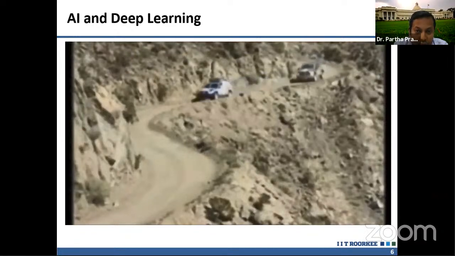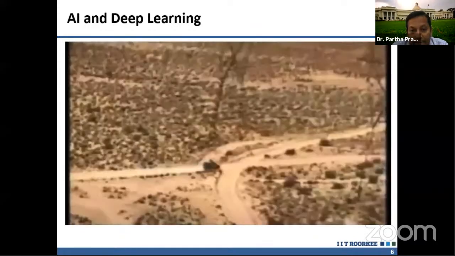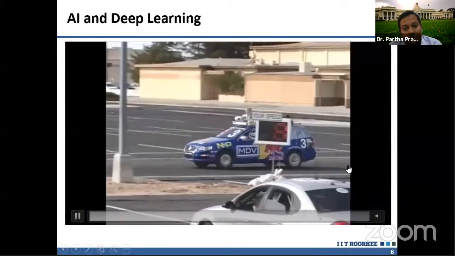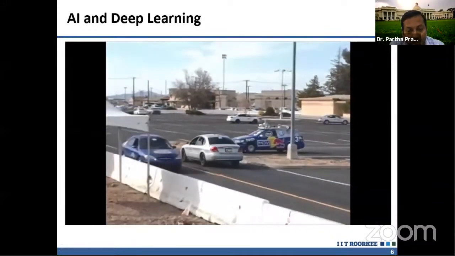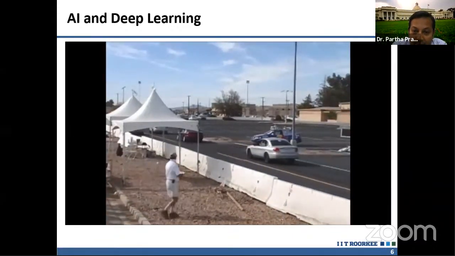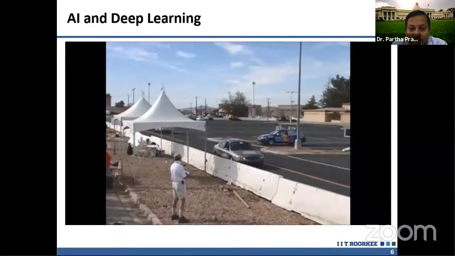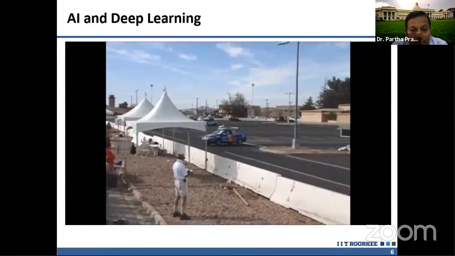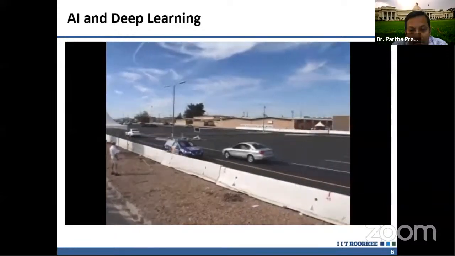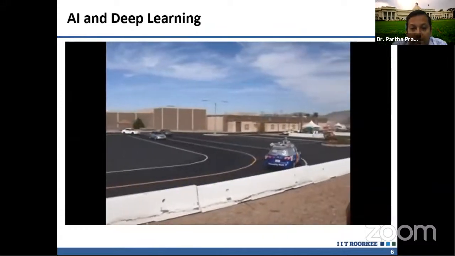You see this video here, where the car is moving in different challenging circumstances and environments. It detects the road, and it also understands where the traffic line or road lane is. Then it also finds the pedestrians in front of it, then it will stop, and then move like this.